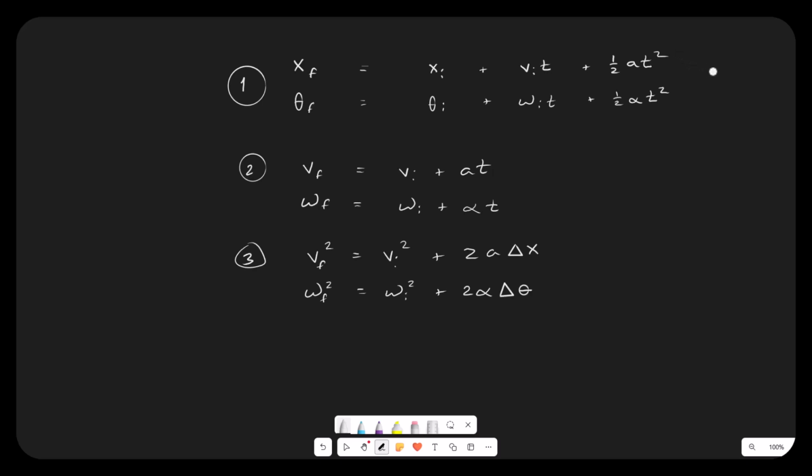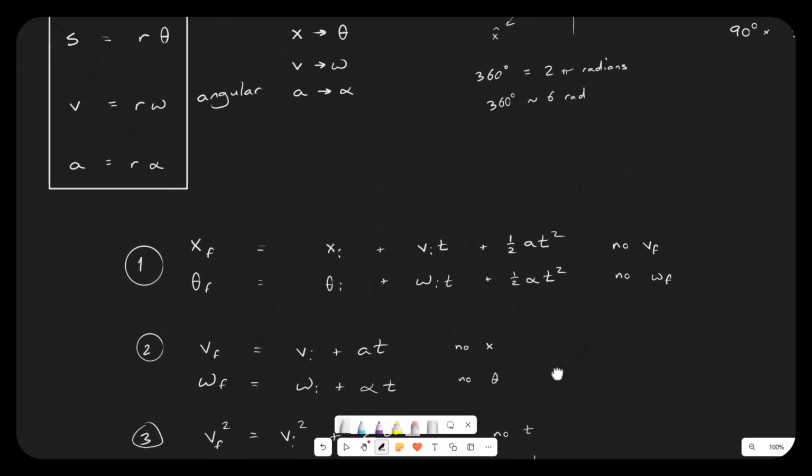This top one didn't have v final. Now it doesn't have omega final. The second one didn't have x. Now it doesn't have theta. And the third one didn't have time. And now it still doesn't have time. They're the same 3 kinematic equations that we've worked with a lot. They just look a little different because all the letters are Greek.